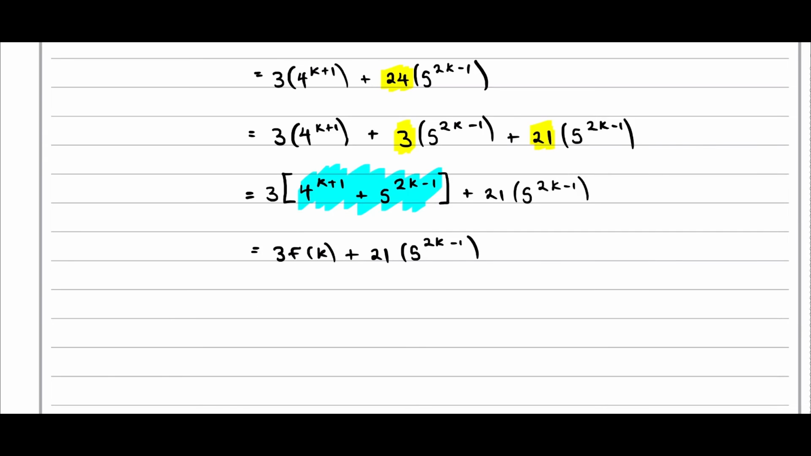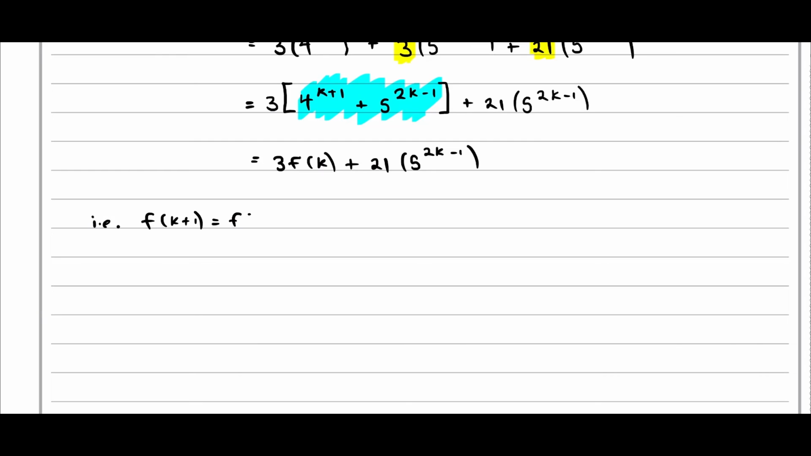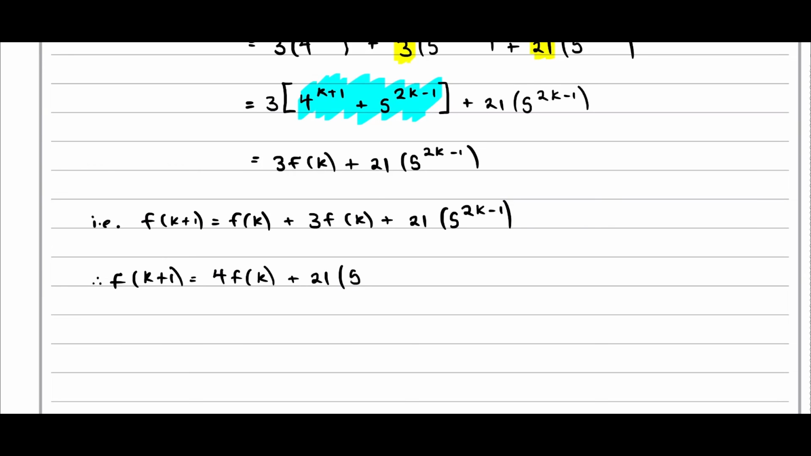In other words, we can say that f of k plus 1 is equal to f of k. So if I take this over to the right hand side, we have f of k plus 3 lots of f of k plus 21 lots of 5 to the power of 2k minus 1. Which we can say in conclusion, f of k plus 1 is equal to 4 lots of f of k plus 21 lots of 5 to the power of 2k minus 1.